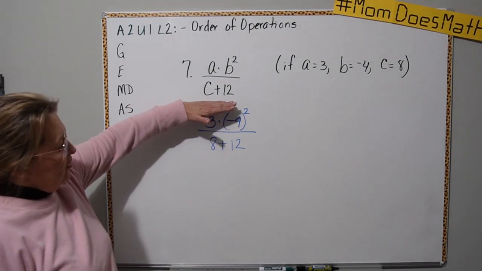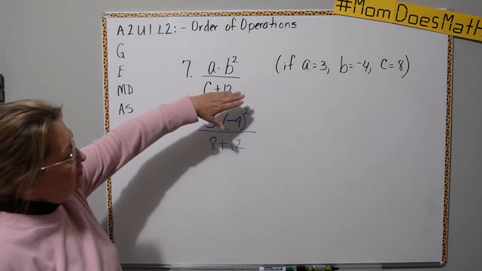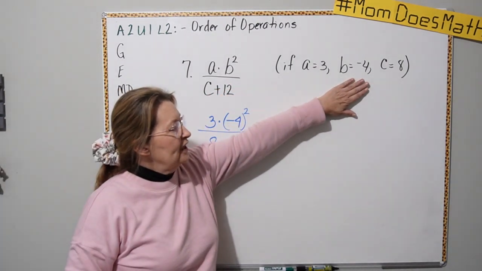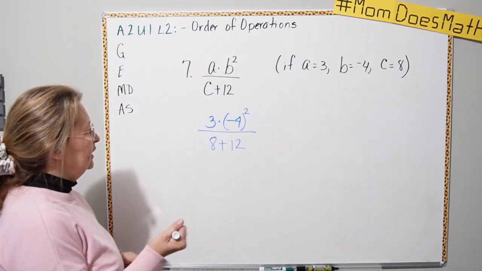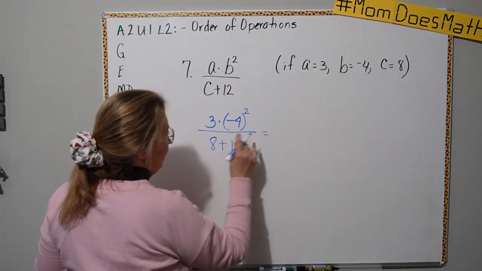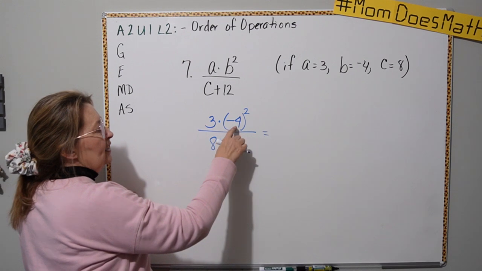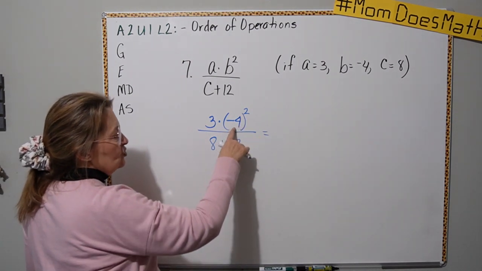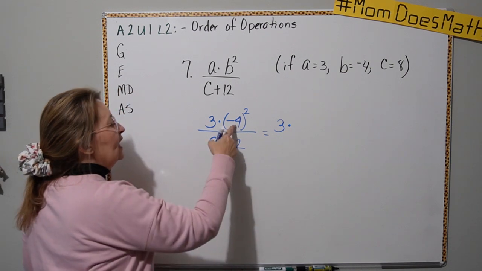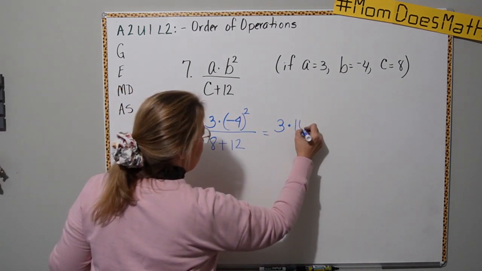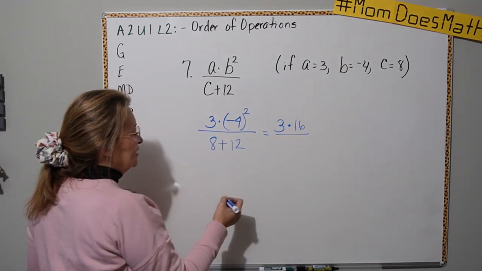Okay, number 7, we're given an expression and we need to evaluate it after we fill in all these numbers. So here's the expression with these values filled in. And let's start by getting rid of these parentheses. And in order to get rid of the parentheses, I'm going to have to square what's in there. All right, so that's going to give me 3 times. Negative 4 squared is going to be 16, positive 16.